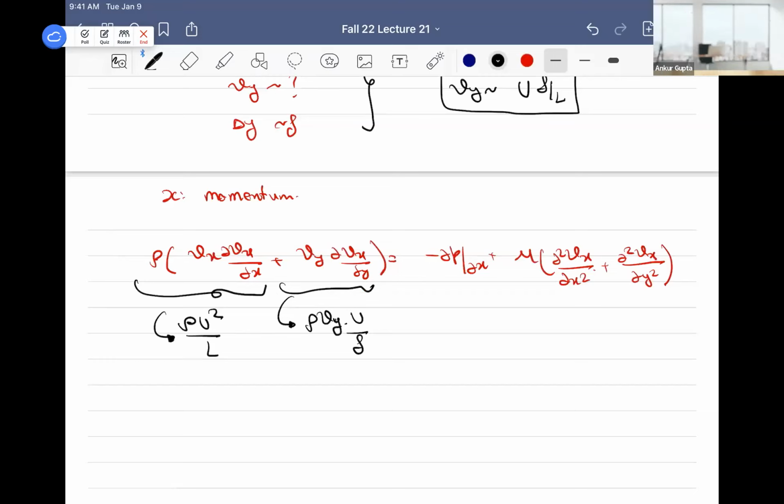All good? All right. Then we don't scale the pressure gradient, like in the lubrication problem. Remember, we didn't scale the pressure gradient, so we leave it like that. And then we have this one here. This is mu U by L square. And then this one is mu U by delta square.